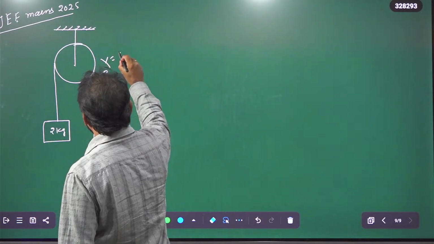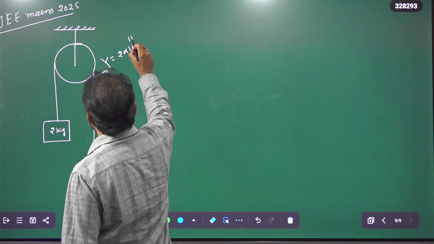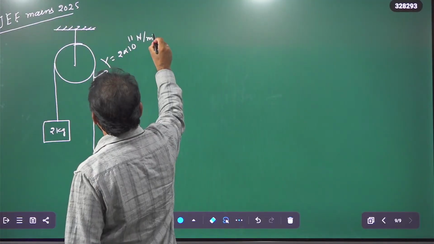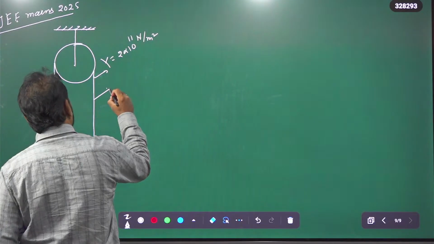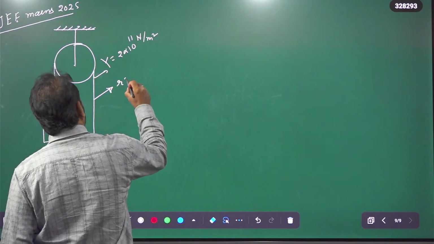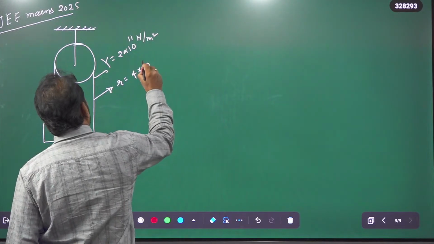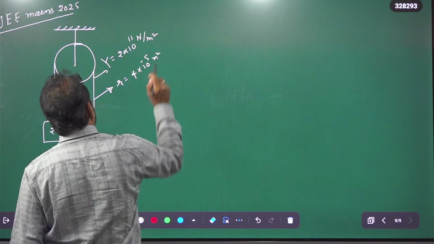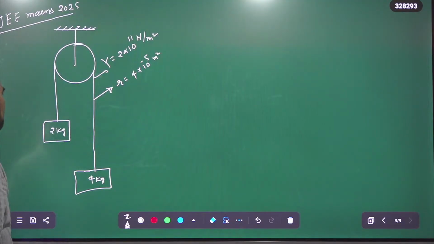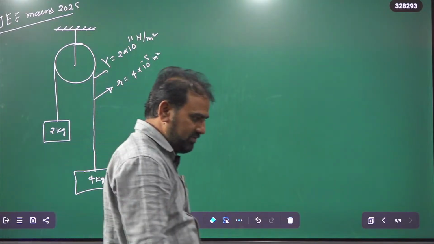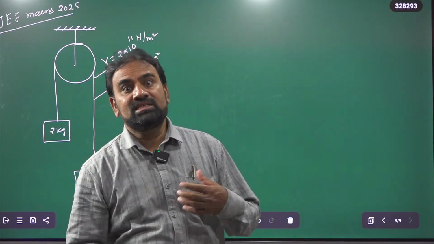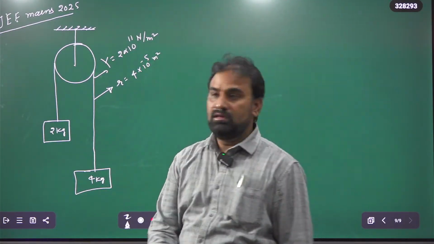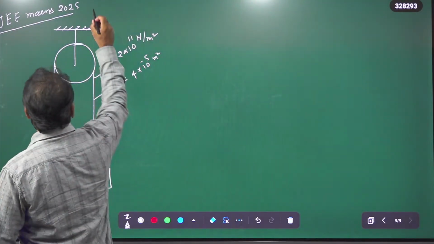Young's modulus Y is equal to 2 into 10 to the power of 11 Newton per meter square, and the radius of the wire was given. The radius of the wire r is equal to 4 into 10 to the power of minus 5 meter. Due to these uneven weights, calculate the strain produced in the wire.